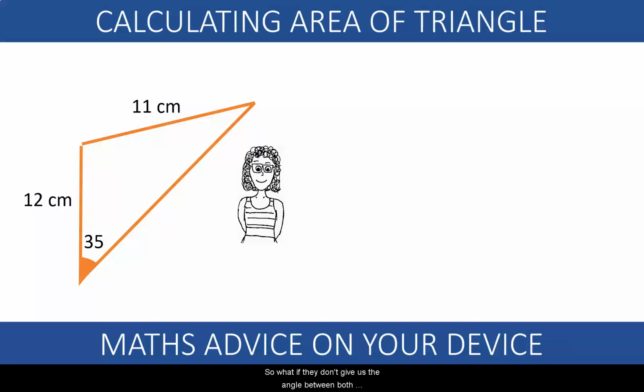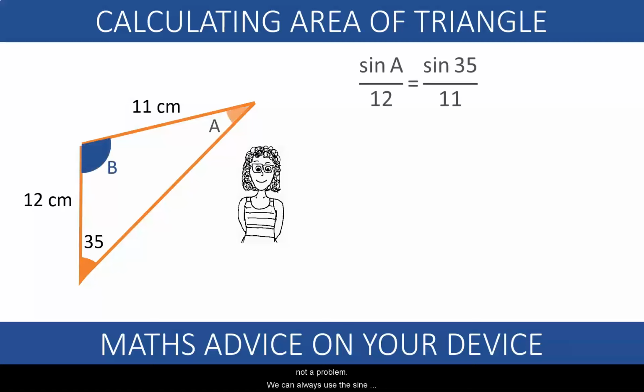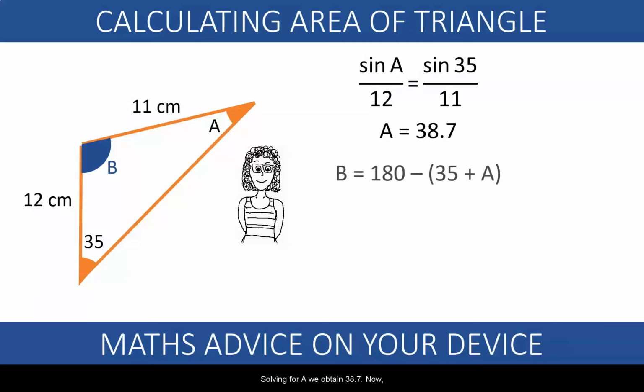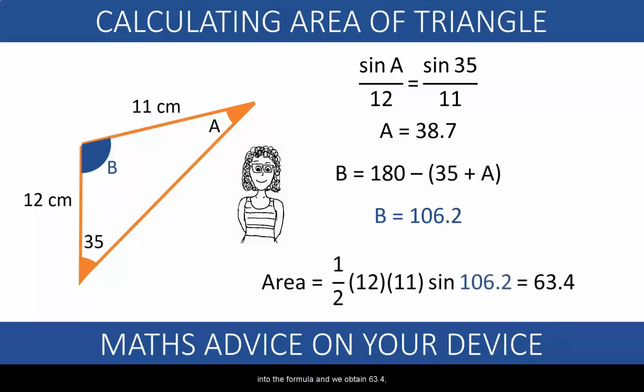So what if they don't give us the angle between both sides? Well, not a problem. We can always use the sine rule to figure out the angle between them. How? Well, sine A over 12 equals sine 35 over 11. Solving for A, we obtain 38.7, and now we know that angles in a triangle add up to 180, so B must be 106.2. We substitute this angle B into the formula and we obtain 63.4, the area of our triangle.